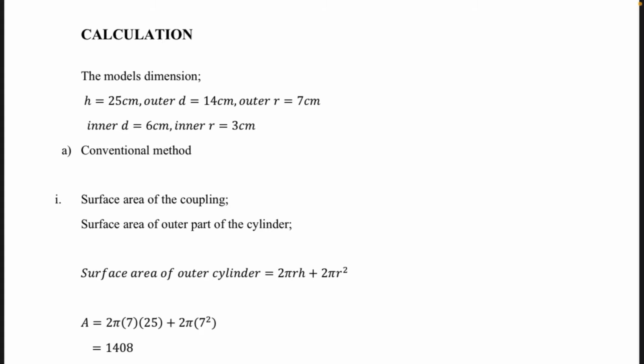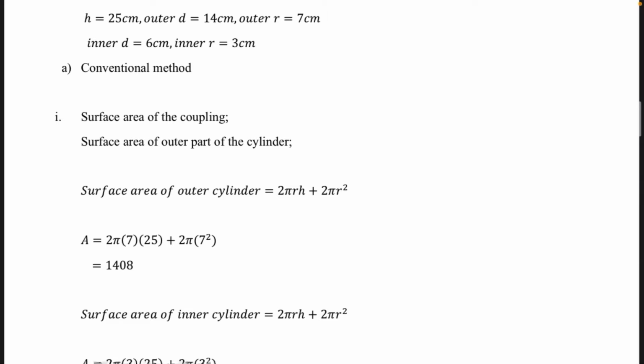Okay, the dimensions of the model have been measured: the height h is equal to 25 cm and the outer diameter is 14 cm, which gives a radius of 7 cm. The inner part of the cylinder has a diameter of 6 cm and an inner radius of 3 cm.